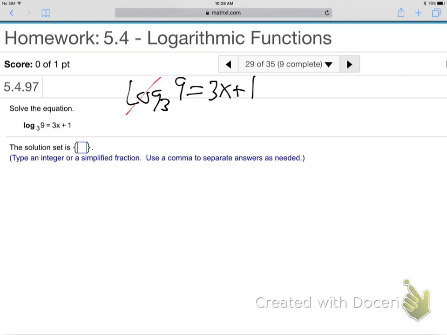All right, cross off that log. Base stays the base. The other 2 switch, meaning everything else trades. Instead of 3 to the 9, it's 3 to the 3x plus 1. The 9 goes over there. Good so far? Now what?